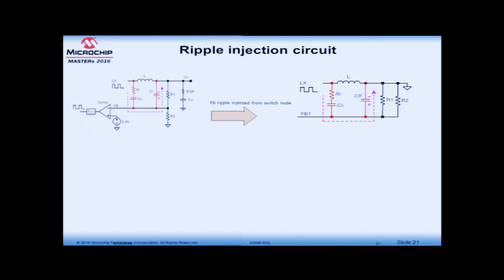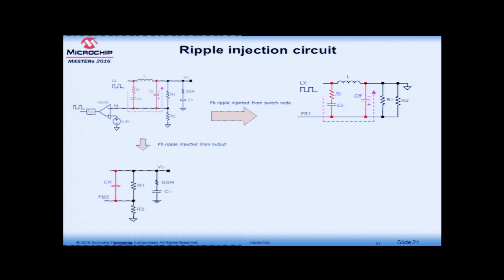So, let us understand the superposition of these two waveforms. One is coming from the switch node to the feedback node, and the other is coming from the output. To understand what is coming from the switch node, let us ground the output node so that you can see it is an RC network. This is the amount of the ripple coming to the feedback node, and we call it feedback 1.